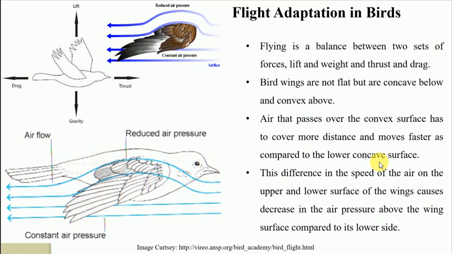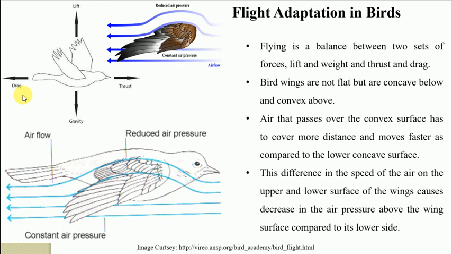So flying is a unique kind of locomotory capability found among the birds as compared to other animals. Flying is the balance between two sets of forces, that is the lift and weight, and thrust and drag. So here in this diagram you can see these two kinds of forces responsible for flight. On the one hand, there is a lift and there is gravity. The gravity is responsible for giving weight to the body. Then the other force is thrust and drag.